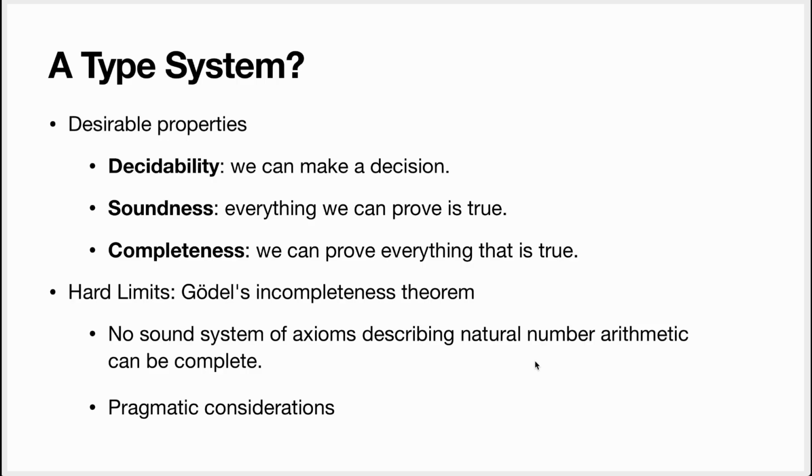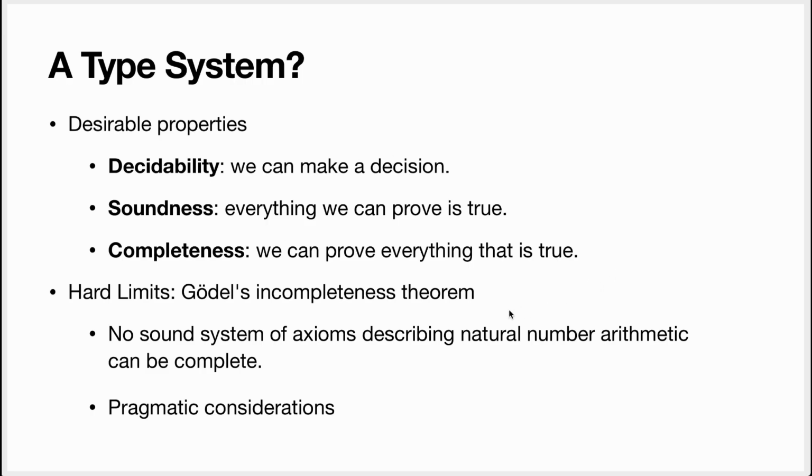A few desirable properties of type systems. Decidability, which means that our typing algorithm can make a decision. It does not run forever and does not crash. Soundness, which means that everything the type system says is actually true. And completeness, which is that we can prove everything that is true. This doesn't seem like asking for much, but actually it is.